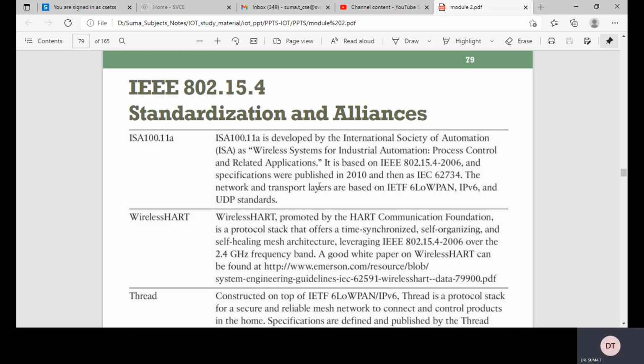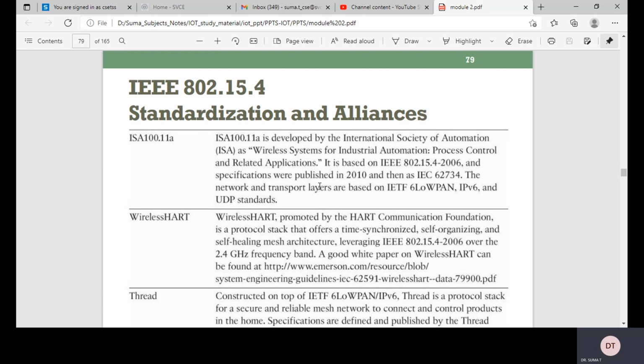The next protocol which we are going to study is Thread, which is constructed on top of IETF standards, that is, a low power wireless personal area network under IPv6.